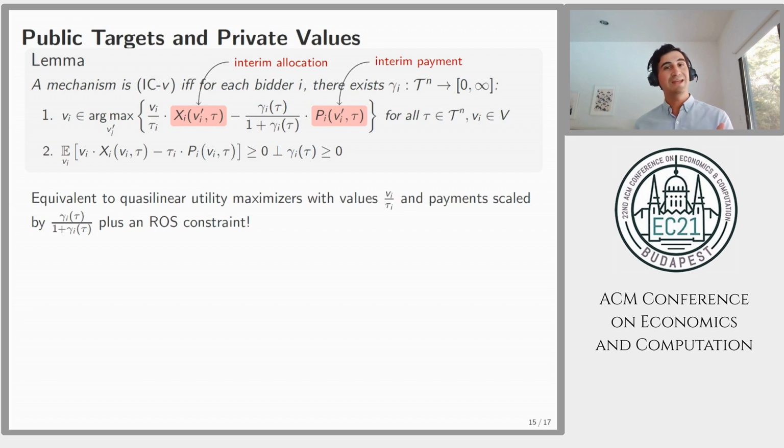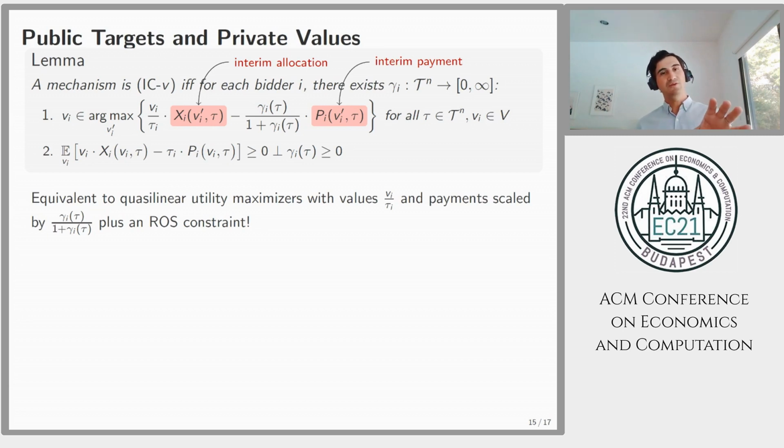So what this condition is saying is that it should satisfy a complementarity condition, that one of these should always be holding with equality. Now, if you look at the first condition, what it tells you is that you can actually reduce our problem of value maximization with ROS constraint to that of a quasi-linear utility maximizer in which the values are v over tau, and now payments are evaluated in terms of this new factor that is the scaling, gamma over 1 plus gamma, plus the additional constraint.